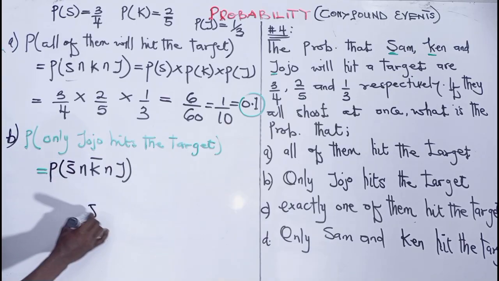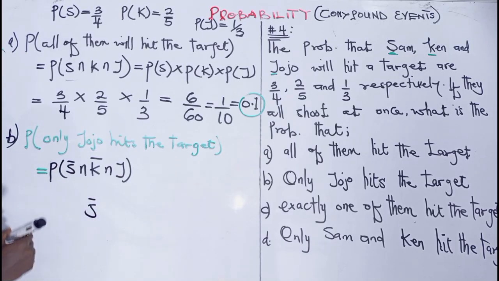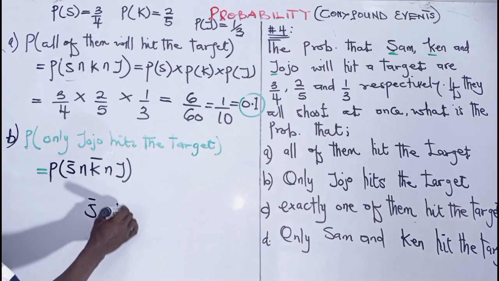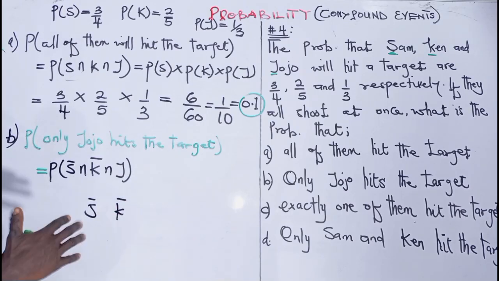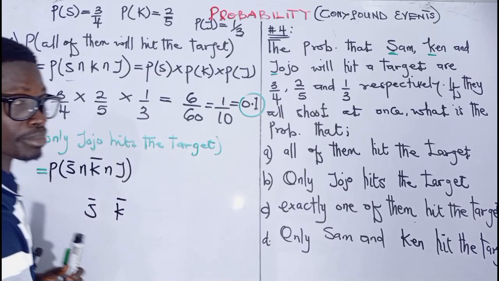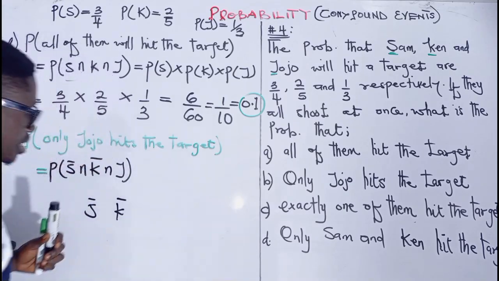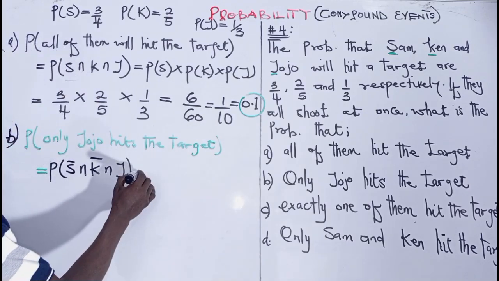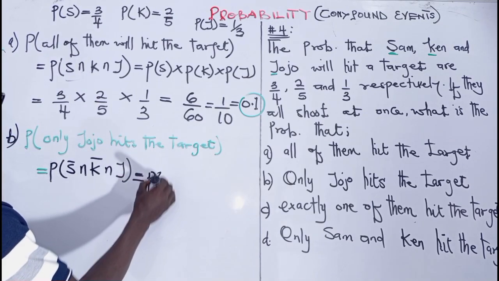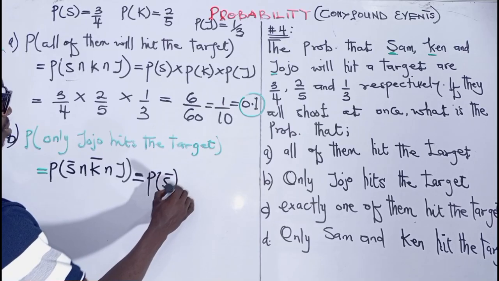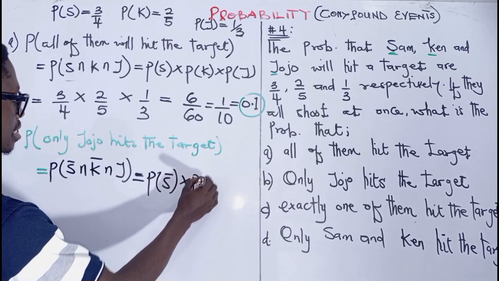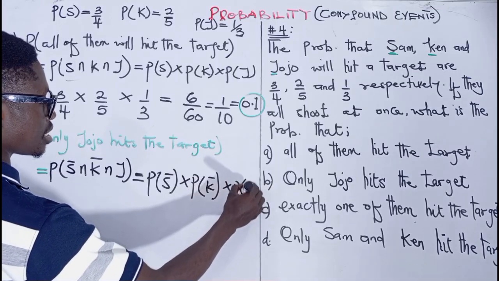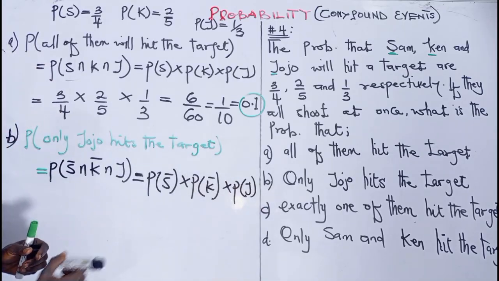Now we are using the S with the bar to denote the probability that Sam will miss the target, and we are using this to denote Ken missing the target. It is the same as the complement of S and the complement of K respectively. So with this, we can write it as the probability that Sam will miss the target multiplied by the probability that Ken will also miss the target multiplied by Jojo hitting the target.